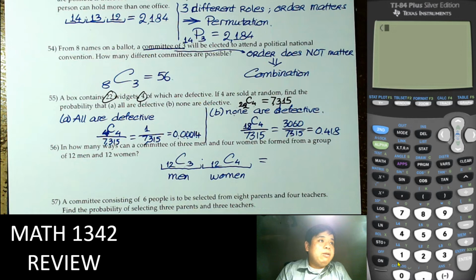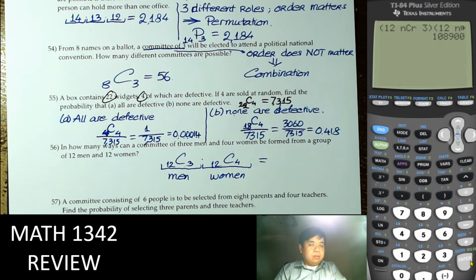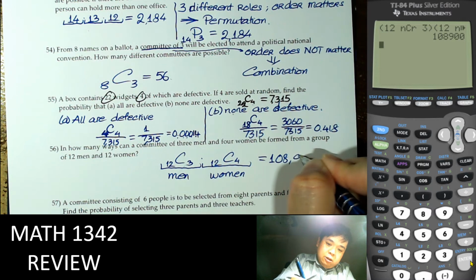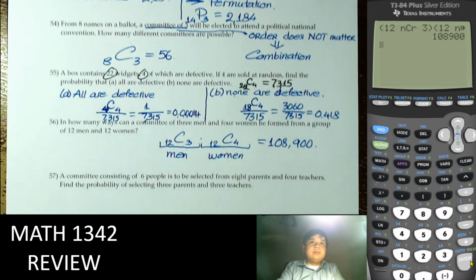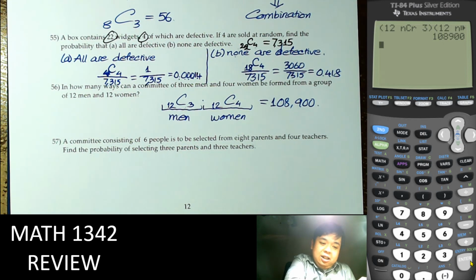So we have combination of 3 out of 12 times combination of 4 out of 12. That's what we have. So it's just how many ways. So that's how many ways. Right, next.